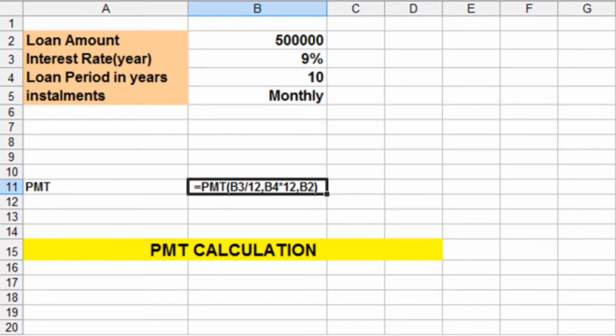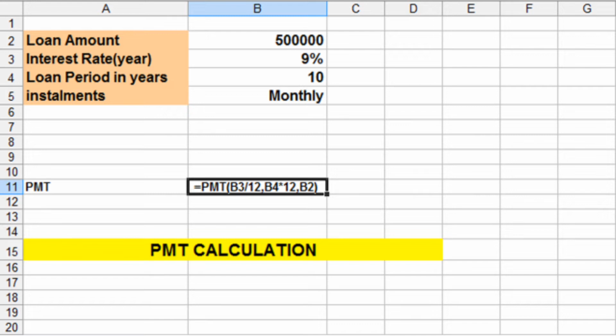B4 multiplied with 12. Your loan is for 10 years, so the number of monthly periods becomes 10 multiplied with 12. So, give the number of periods value as B4 multiplied with 12. Comma, present value. Give B2, which is your loan amount of 5 lakhs. Close the bracket. So the full PMT formula is equals PMT open bracket B3 divided by 12 comma B4 multiplied with 12 comma B2. Close the bracket.